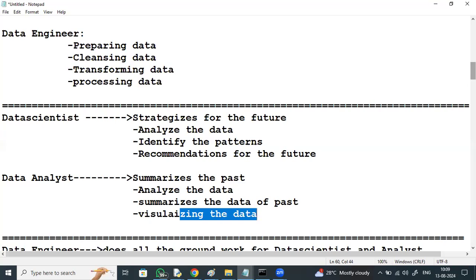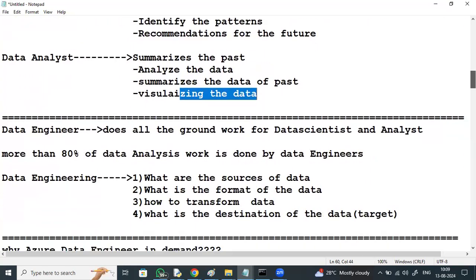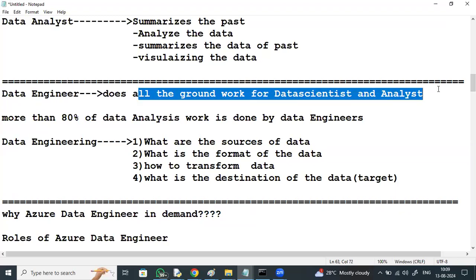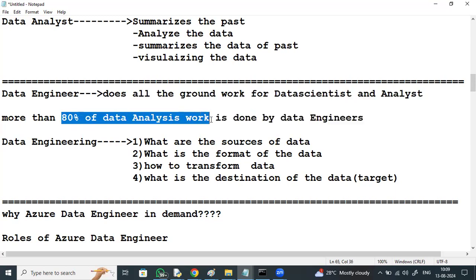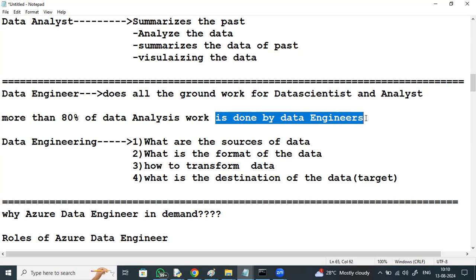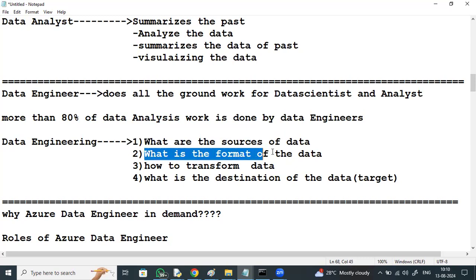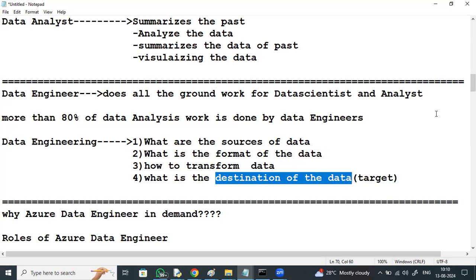Coming to data engineering, right? The data engineer does all the groundwork for the data scientist and analyst. More than 80% of the data analysis work is done by data engineers. Data engineering involves what the sources of the data are, from where you are going to get the data, what the format of the data is, how to transform the data, and what the destination of the data is, right? Where to move the data.